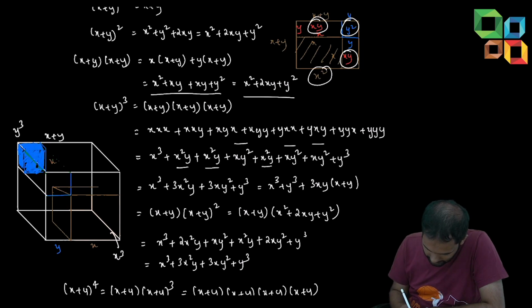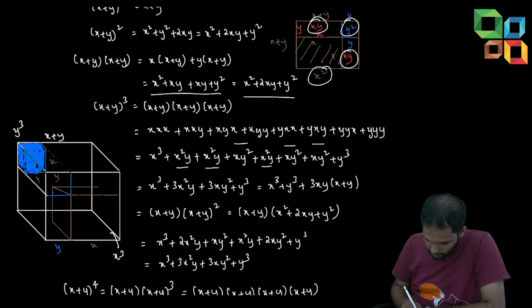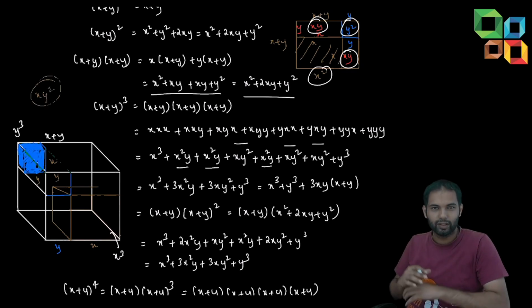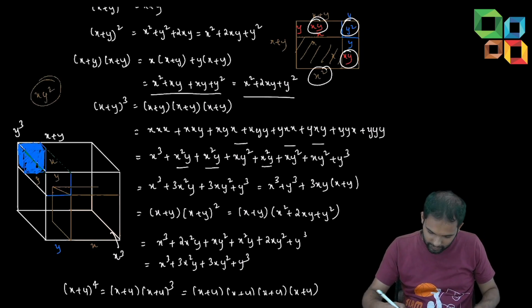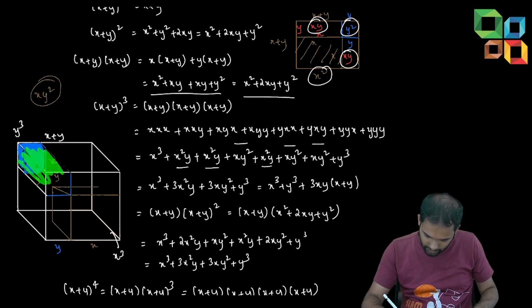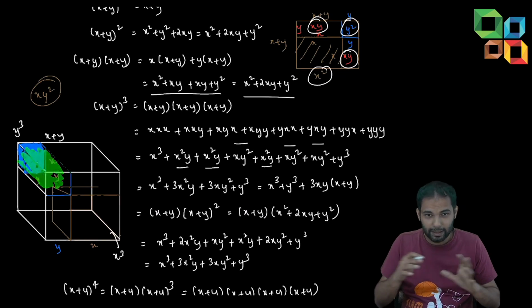And what about this length, the height? This is also y. So this is x. Let me try to draw in the same color. So this is x, this is y, and the height is again y. So we got xy square. Can you see that volume? So you've taken care of this entire volume now. This much. Yeah. Similarly, same logic.